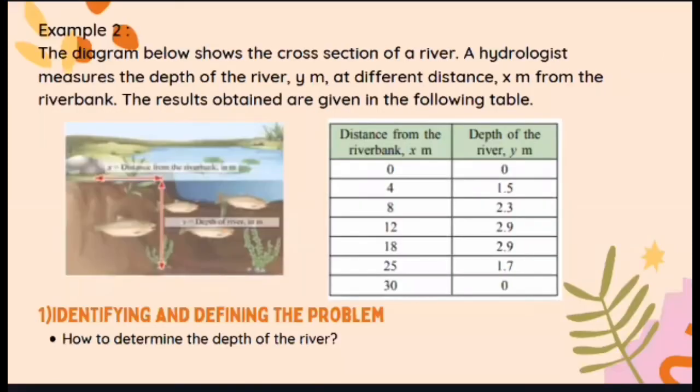Example 2. The diagram below shows the cross-section of a river. A hydrologist measures the depth of the river, Y m, at different distances, x m, from the river bank. The results obtained are given in the following table. The first step, identifying and defining the problem. How to determine the depth of the river?